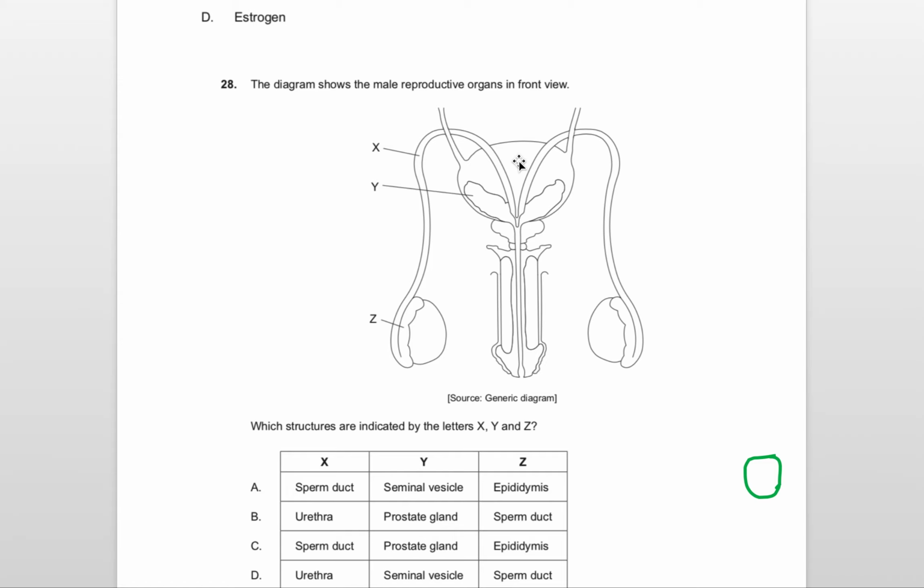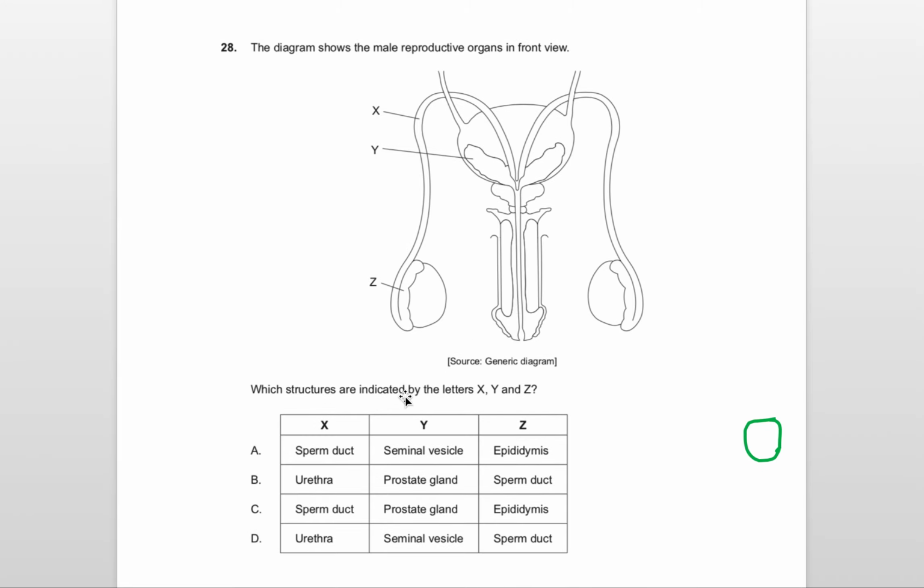Both your sperm and your semen will come out the same hole, as well as your urine. They both come out the same pipe. At different times, urine will be released from the bladder, and at different times, the sperm will be released. Okay, so now it's back to the question.